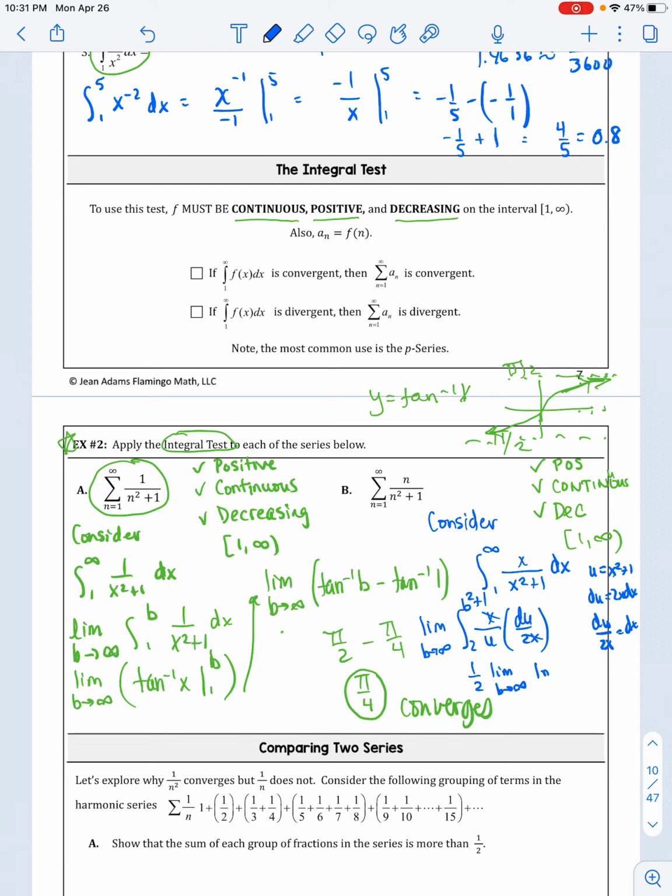So 1/2 limit as b goes to infinity. This is going to be the integral of 1 over u du, the ln of u from 2 to b squared plus 1. So 1/2 limit as b goes to infinity, ln of b squared plus 1 minus ln of 2.